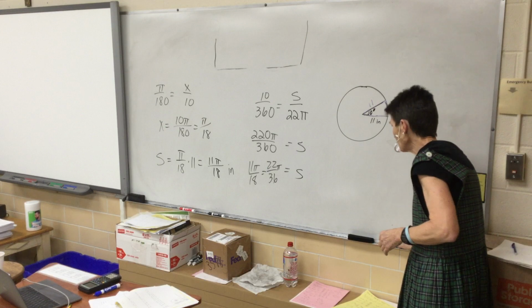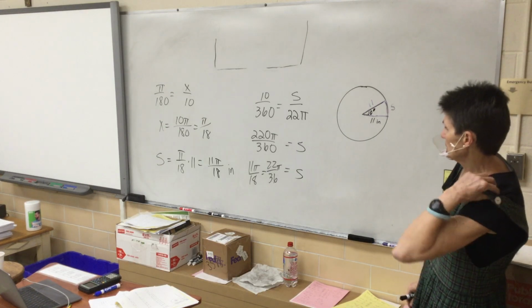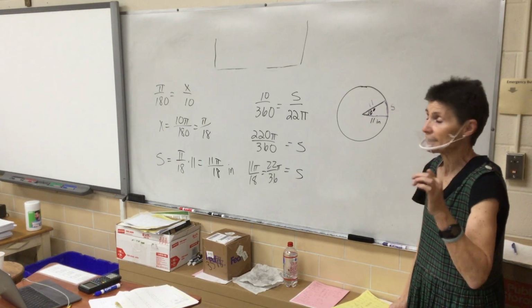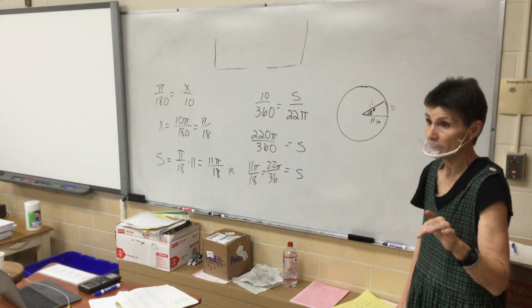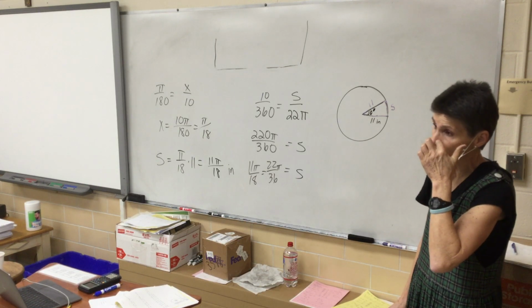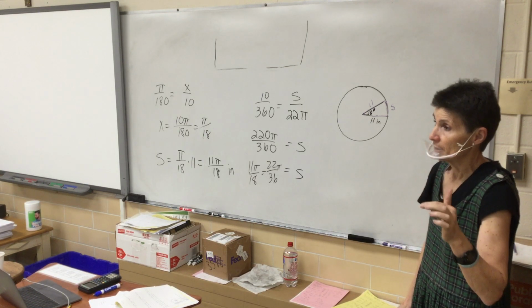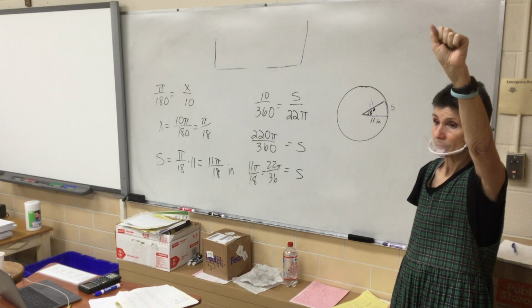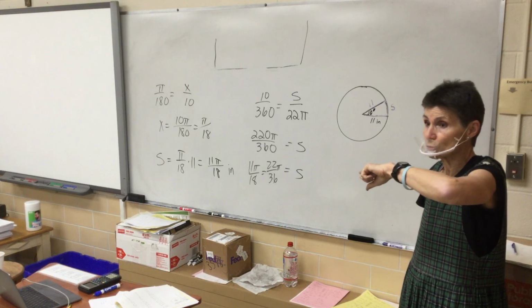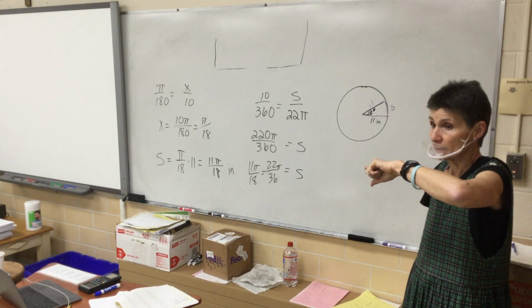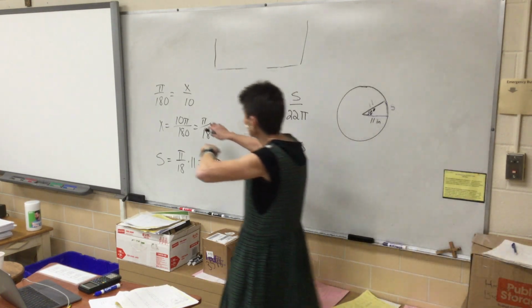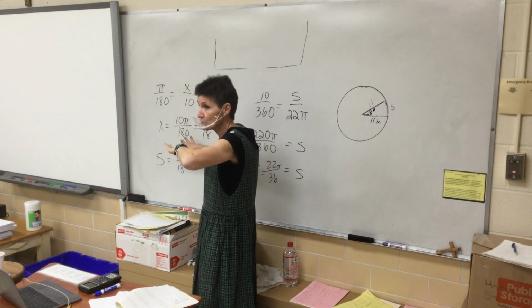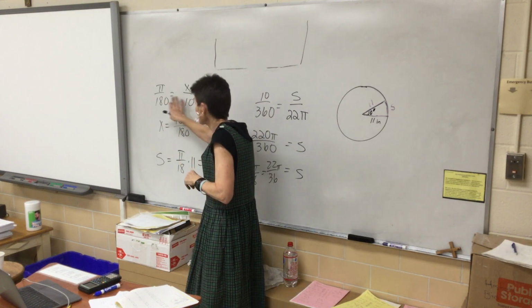I did it both ways. So if you did not get 11 pi over 18, let's talk about it. For the arc length, not for the final answer, but for the arc length. Let's talk about who did not get 11 pi over 18. Okay, which way did you do it, Brenda? Did you do it with finding the radian measure first? Yeah. Okay. So that's what this work is right here.